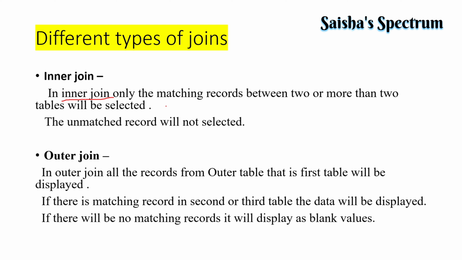In inner join, only the matching records between two or more than two tables are selected, and the unwanted records will not get selected. And in outer join, all the records from all the tables will get selected, but the only thing is that the unmatching or not matching records will display blank values.